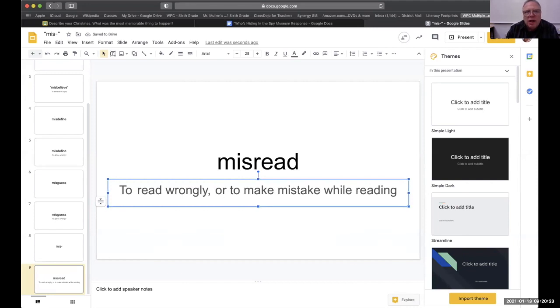One slide you have to do. You have to come up with a word. Misread is my example. You cannot use that. Okay. This is posted and you must do it today. Okay. Now I'm going to stop sharing my screen.